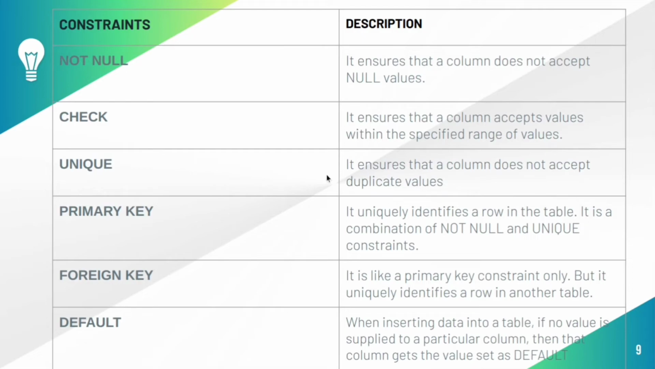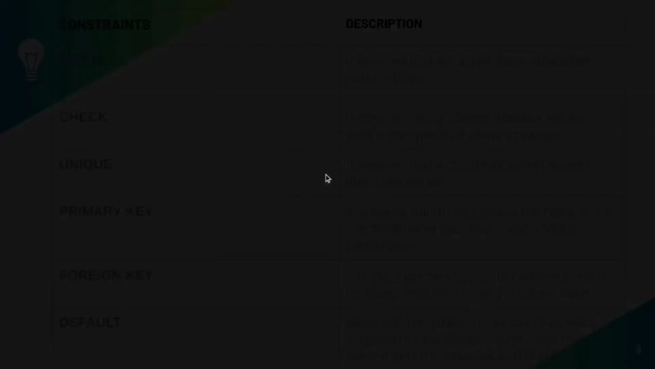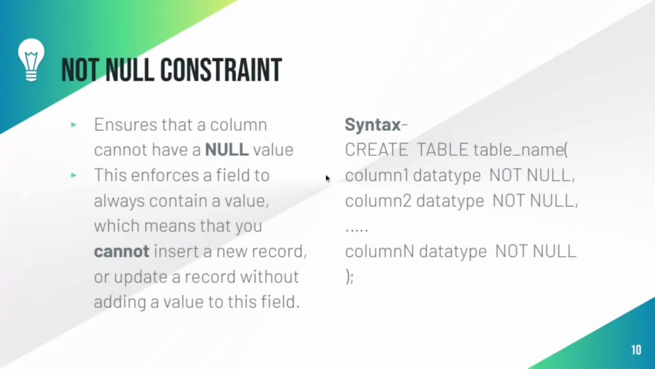So let's see our first topic. Our first topic is the not null constraint. The not null constraint ensures that a column cannot have null values. The syntax: create table, table name, and column 1 data type not null. So we have to specify the constraint name here after the data type. Column 2 data type not null, like this.